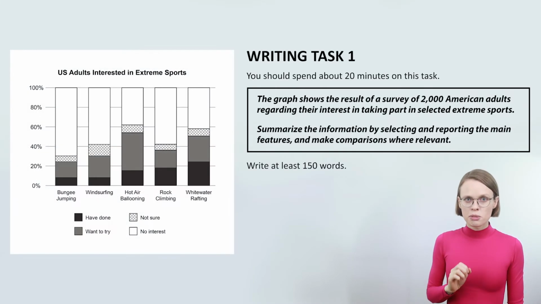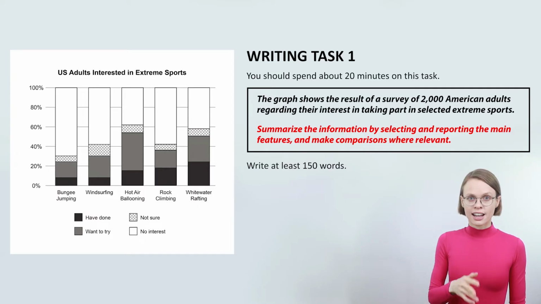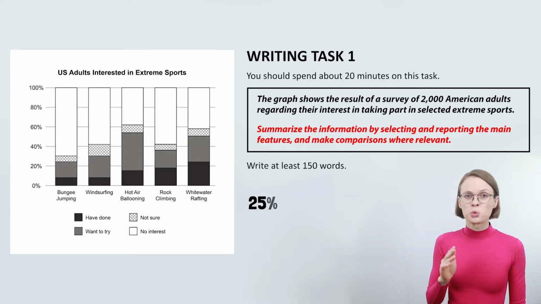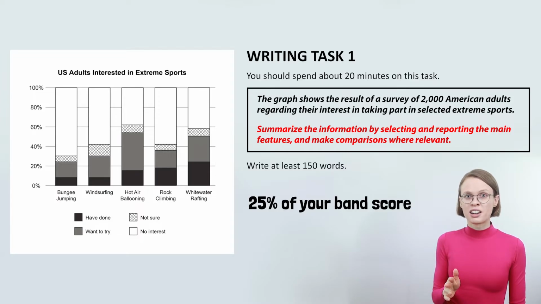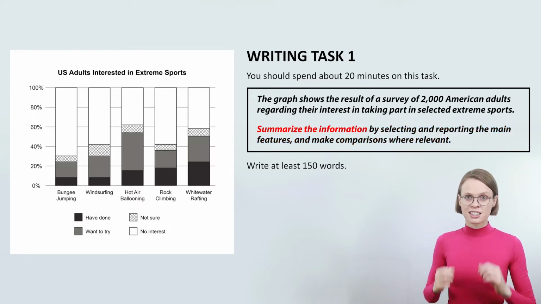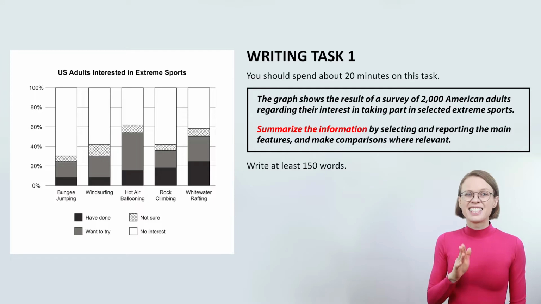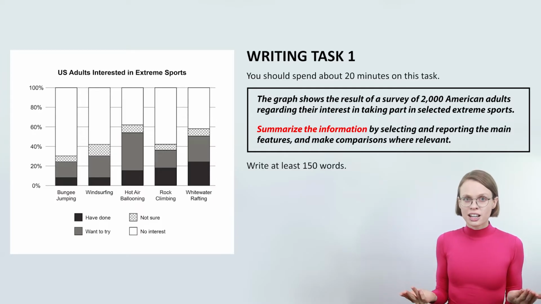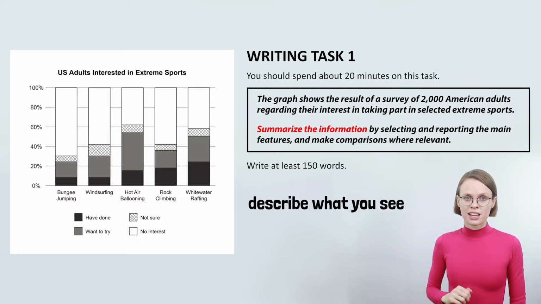Now that I know what the topic is, the interest people have in extreme sports, I then move on to the next part. This is the question itself. Summarize the information by selecting and reporting the main features, making comparisons where relevant. Now, this is really important because 25% of your band score is based on answering the question. This prompt says, summarize the information. In other words, I don't make guesses about why the trends in the graph happen. I just have to describe what I see and compare the main features.